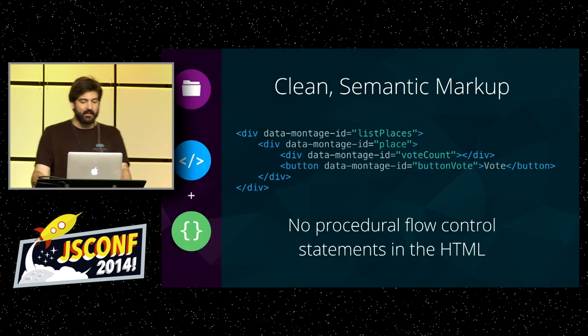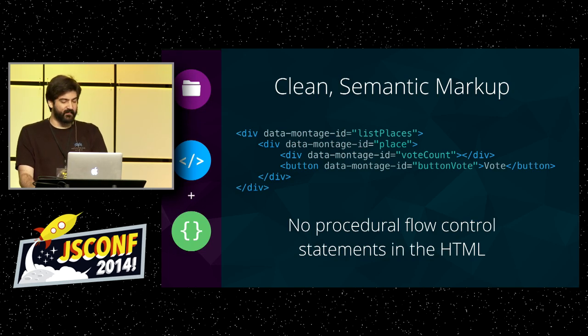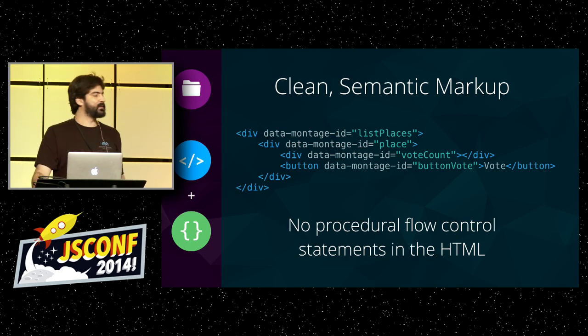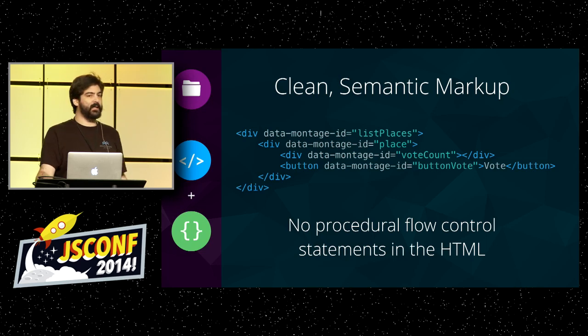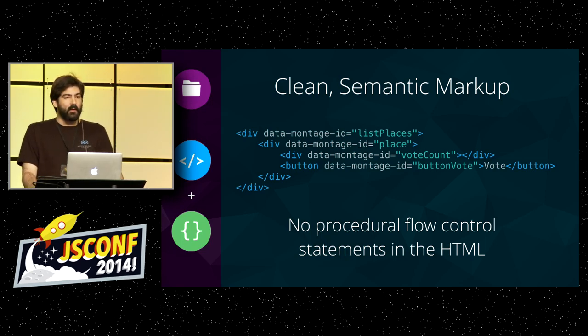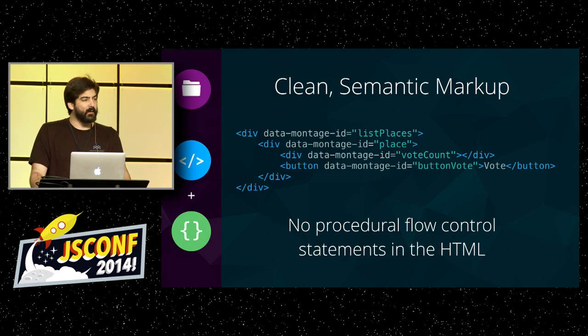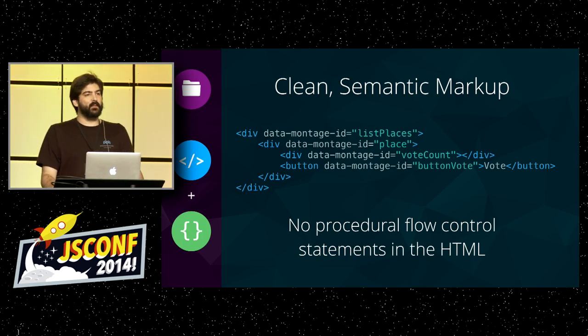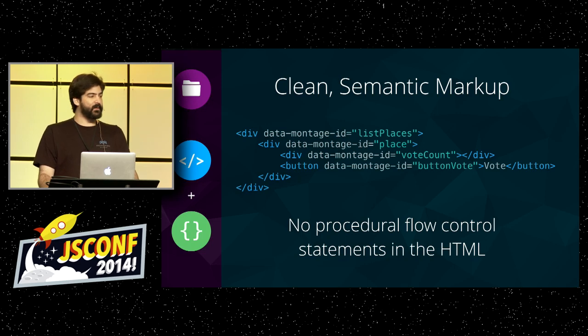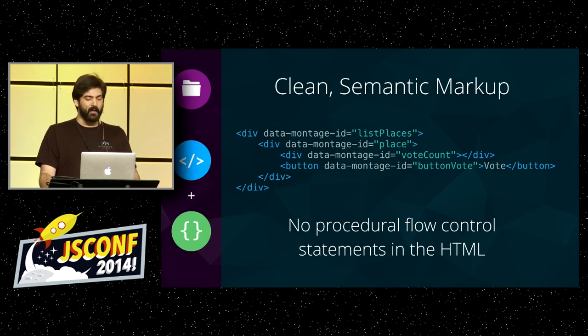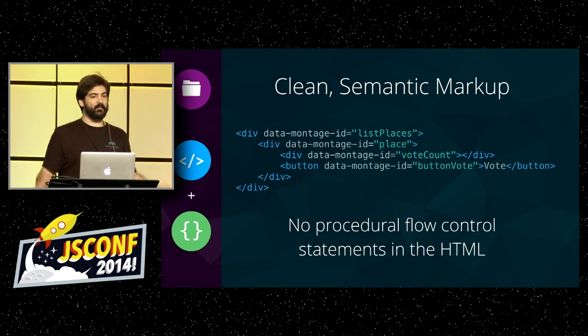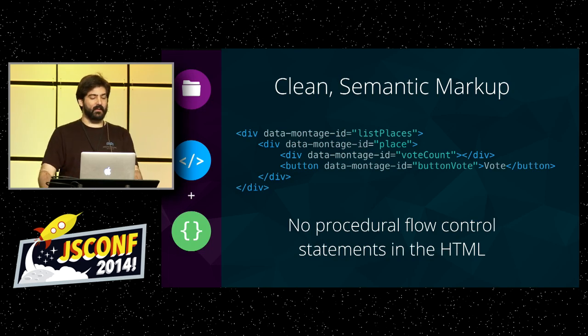So, as I said, clean semantic markup is a huge emphasis for us. And I really like to bring up this point because it's one of the things that attracted me to this framework initially. We don't have any procedural flow control statements in your markup. You've probably seen some other JavaScript MVC frameworks where you have a for each or something. We don't do that. We want to keep the markup as pure and unadulterated as possible.